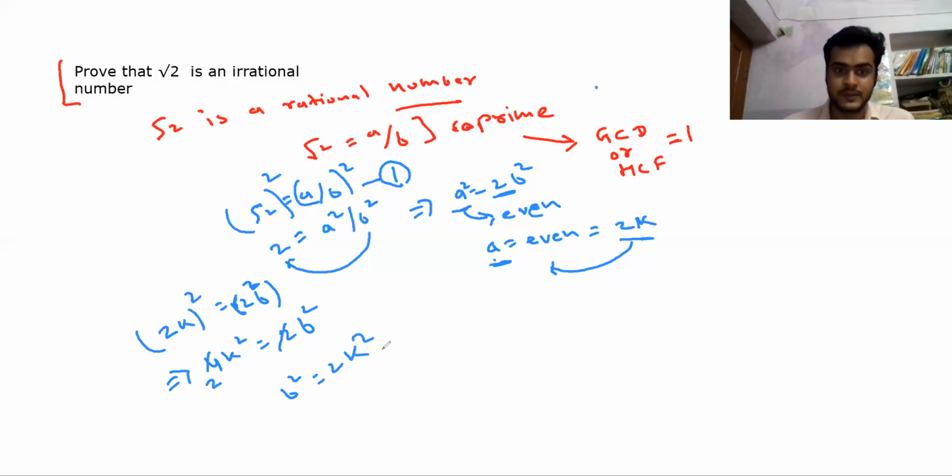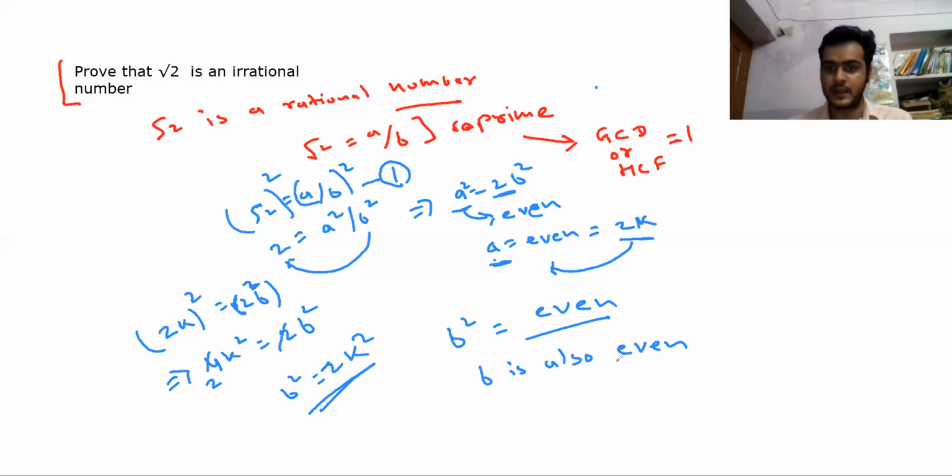Now, with this statement, we can say that b square is a multiple of 2. That means b square is even. If b square is even, then b is also even. If b is even and a is even, then their HCF or GCD is never 1, because if both are even, then they will always be multiples of 2, because it's a property of an even number that it's just a multiple of 2.